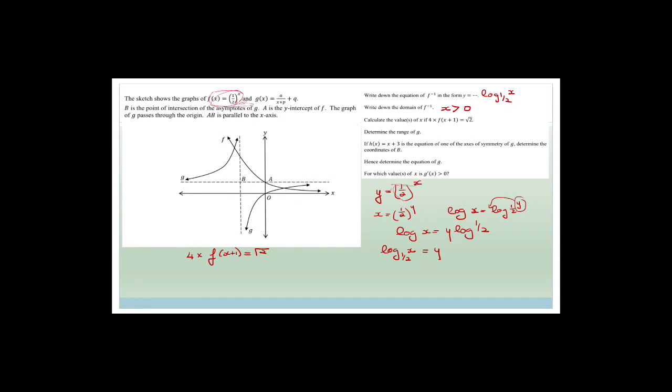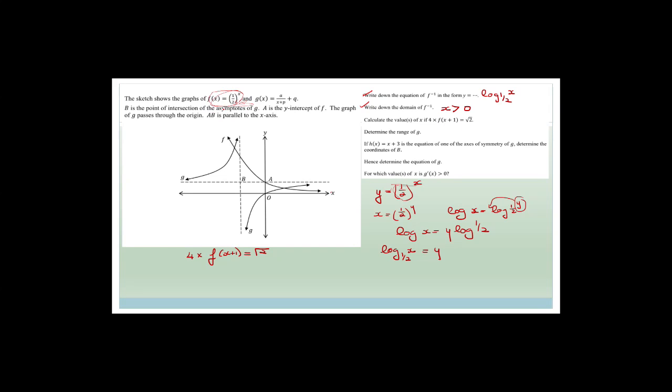When I say starting, I mean continuing, as we already had started with it yesterday. We'd done the first one and we'd done the second one. We were about to do this, which is calculate the values of x if 4 times f of x plus 1 is equal to the square root of 2.